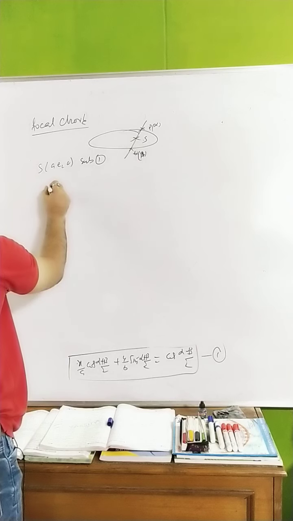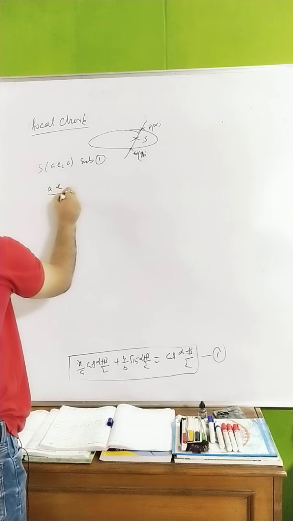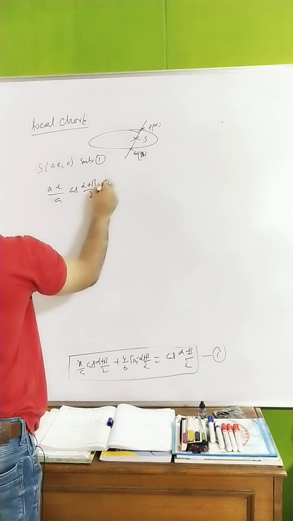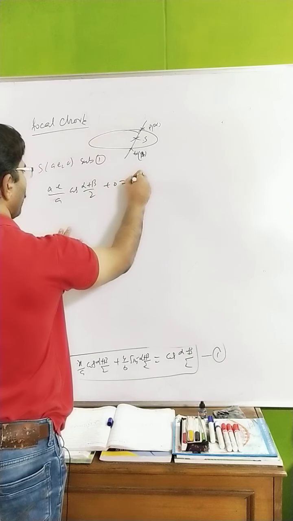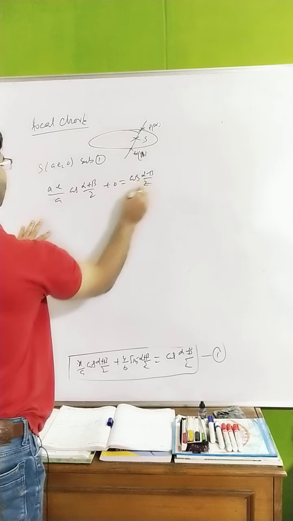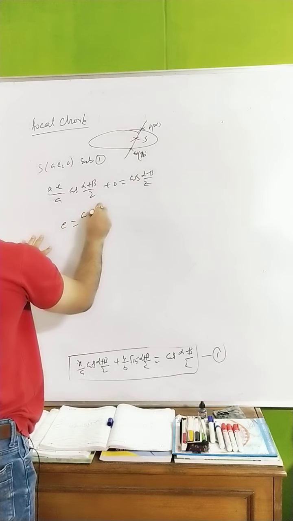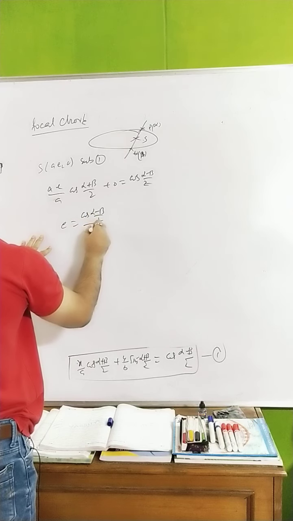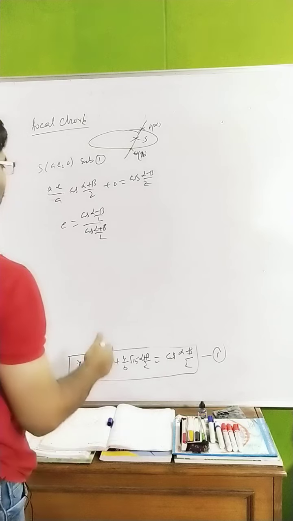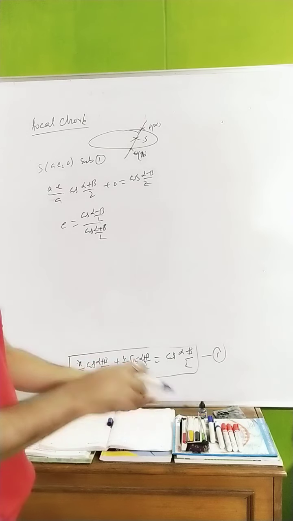If you substitute here, ae by a cos((alpha plus beta)/2) plus 0 is equal to cos((alpha minus beta)/2). So e is equal to cos((alpha minus beta)/2) by cos((alpha plus beta)/2). Sometimes they ask here, what is tan(alpha/2) tan(beta/2)?